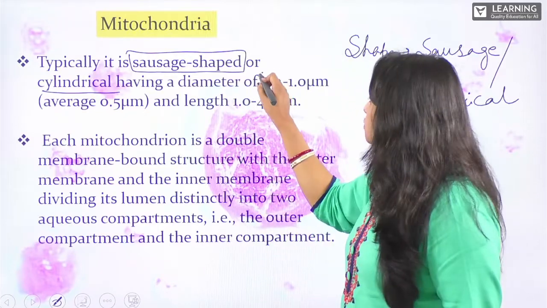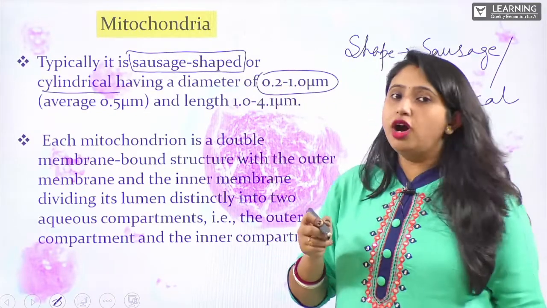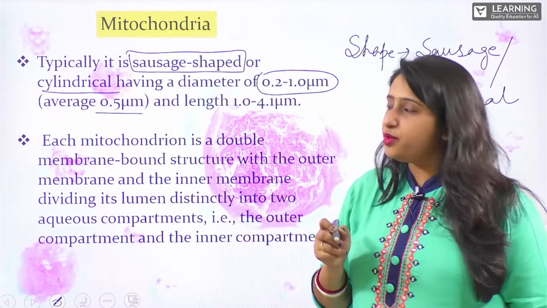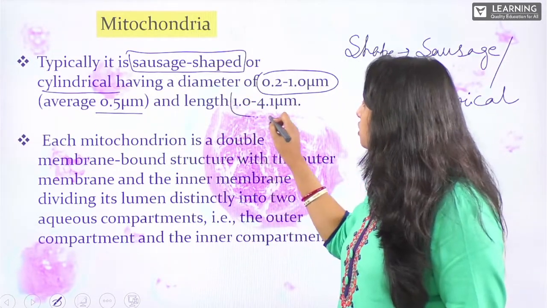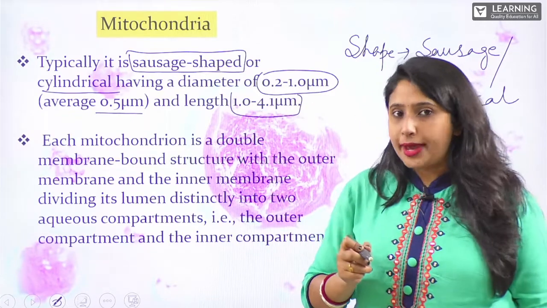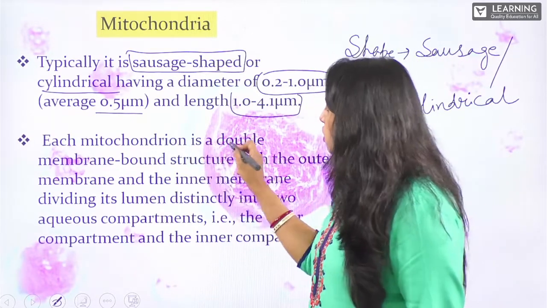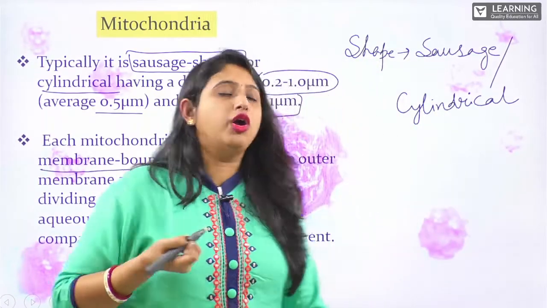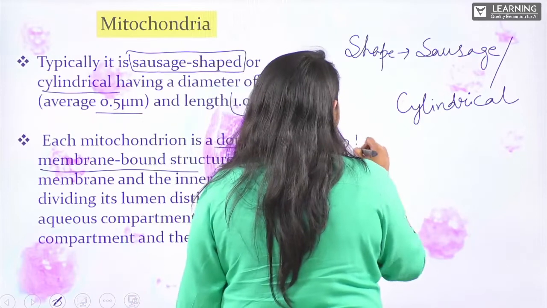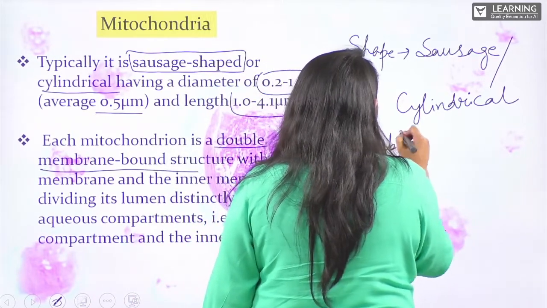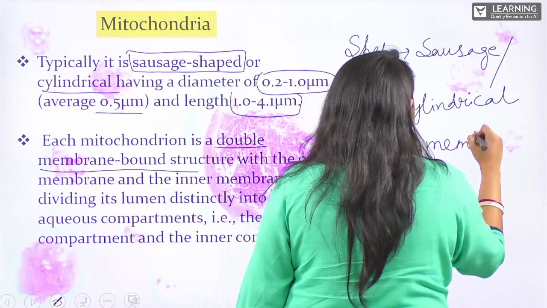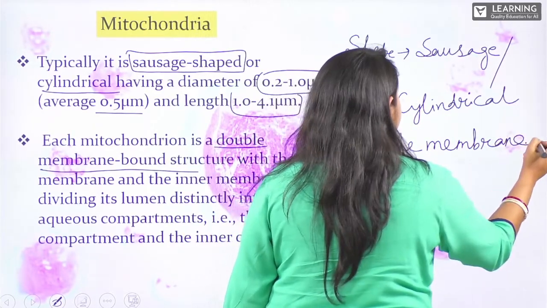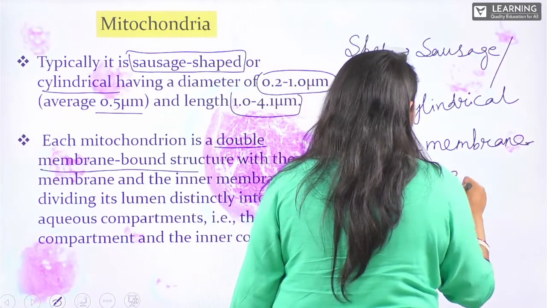And the diameter is what? The diameter is 0.2 to 1 micrometer, the average is 0.5 micrometer, and the length is 1 to 4.1 micrometer. Now each mitochondrion has a double membrane. As you know, mitochondria is a double membrane cell organelle, right?